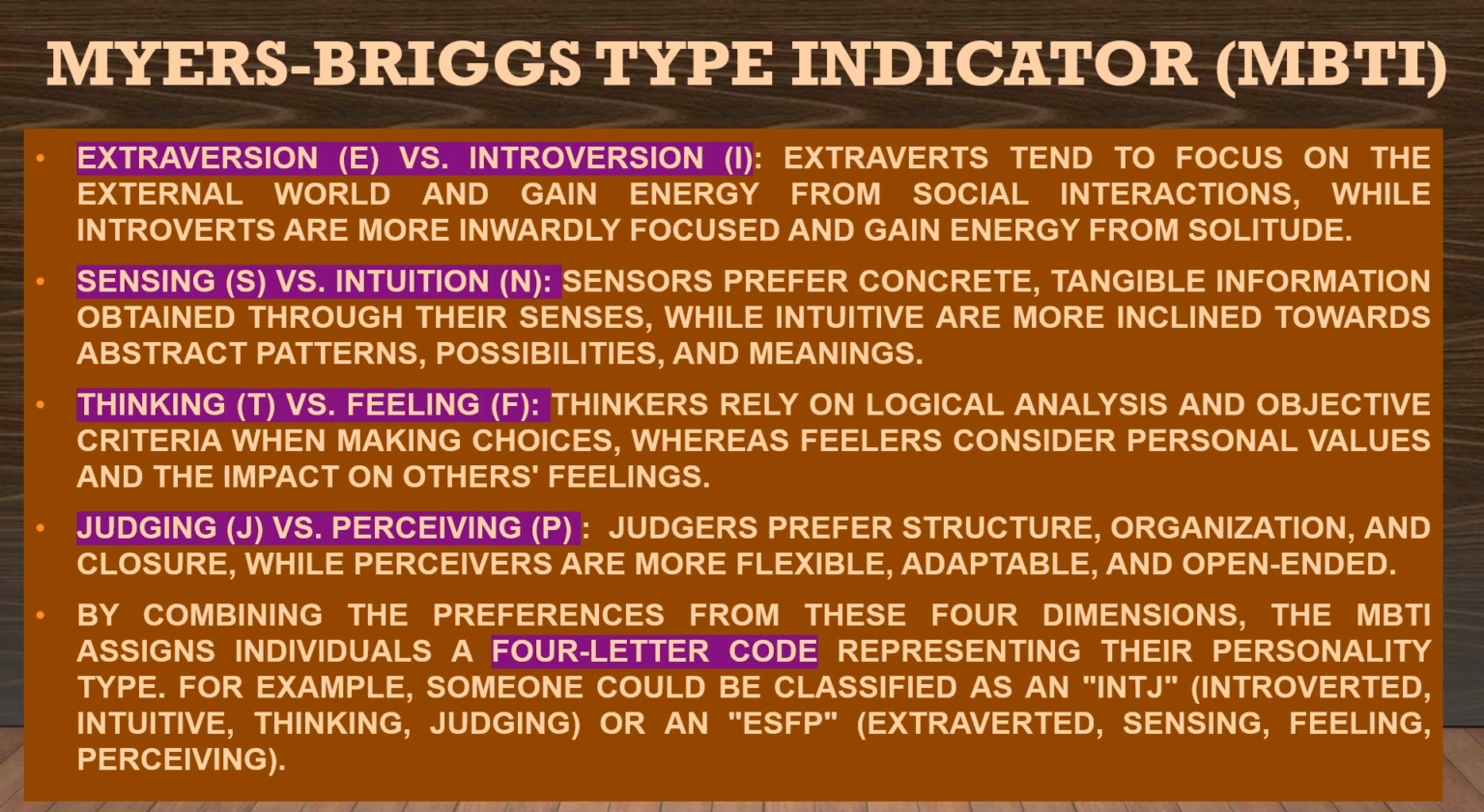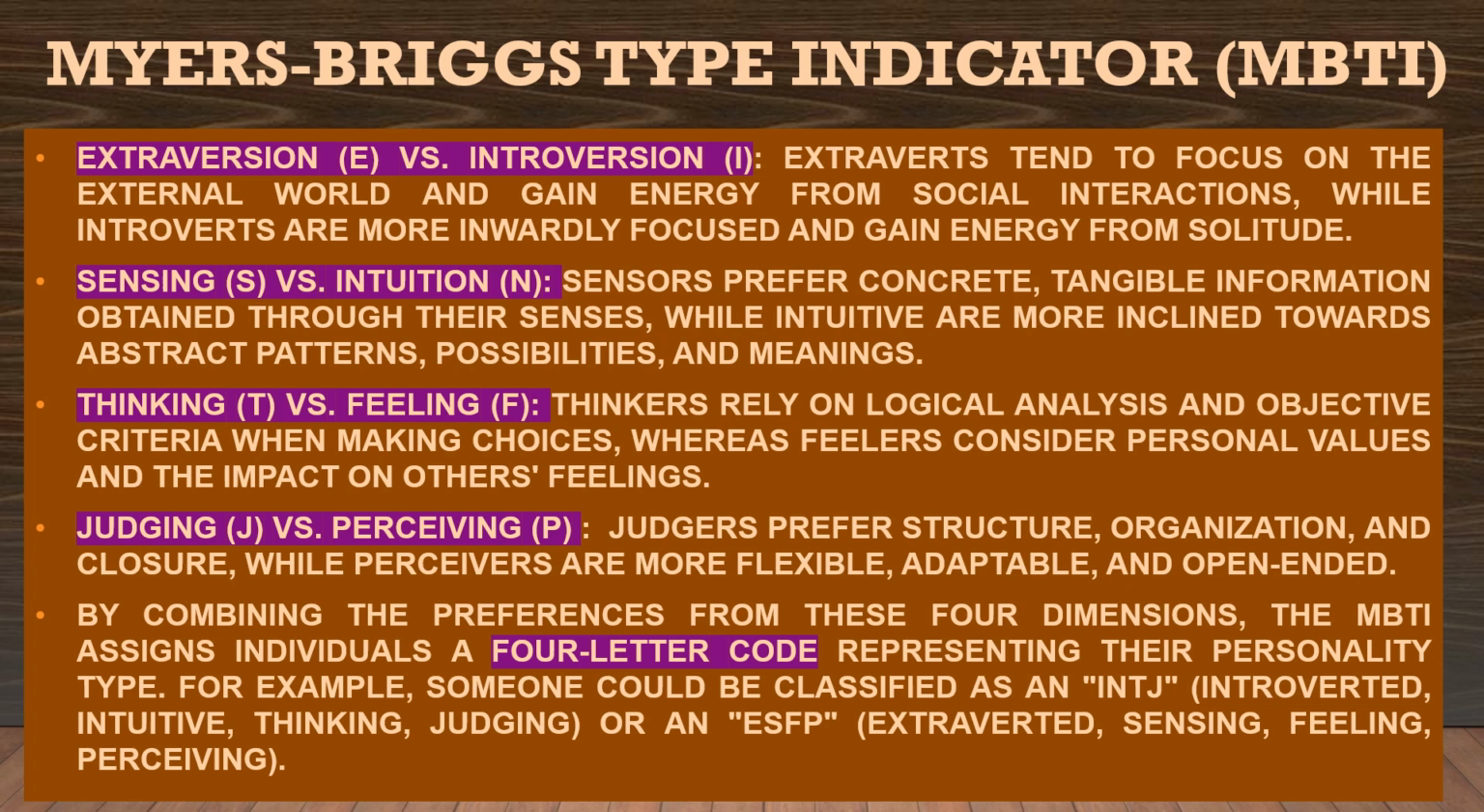Then thinking versus feeling. This dimension reflects how the individual makes decisions. The thinking people rely on logical analysis and objective criteria while making choices. The feelers consider personal values and the impact on others' feelings. Then judging versus perceiving. This reflects how the individual deals with the outside world. The judges prefer structure, organization and closure, and the perceivers are more flexible, adaptable and open-ended.